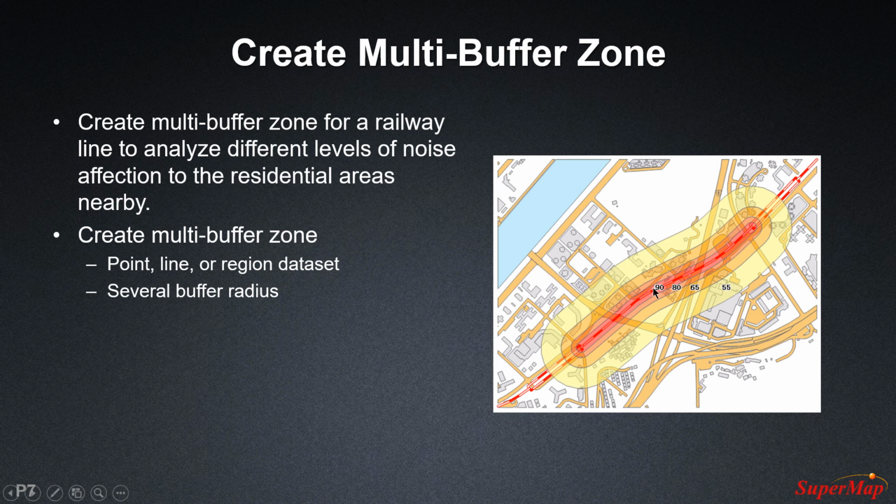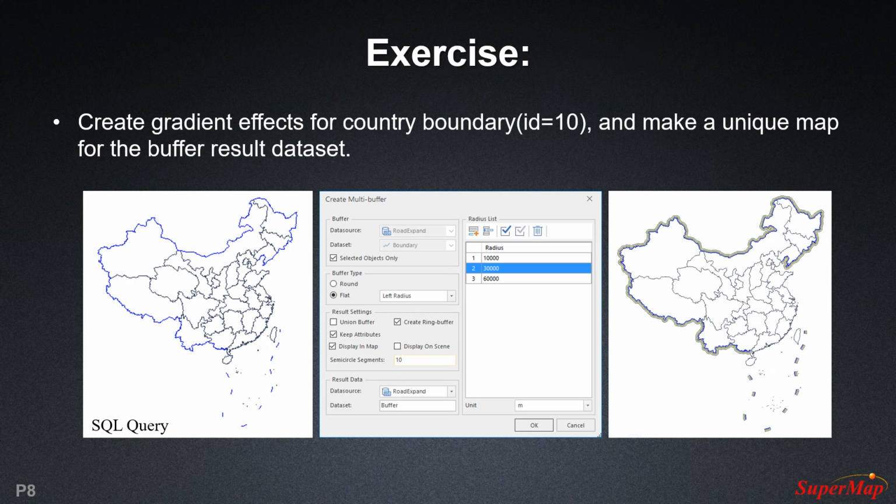So we can say right here, the noise is going to be the highest, then it goes lower, lower, and lower in each buffer zone. So this can have numerous applications. We're going to do this exercise now. We're going to create gradient effects for a country boundary, which is China, and we're going to make a unique map for the buffer result data set.